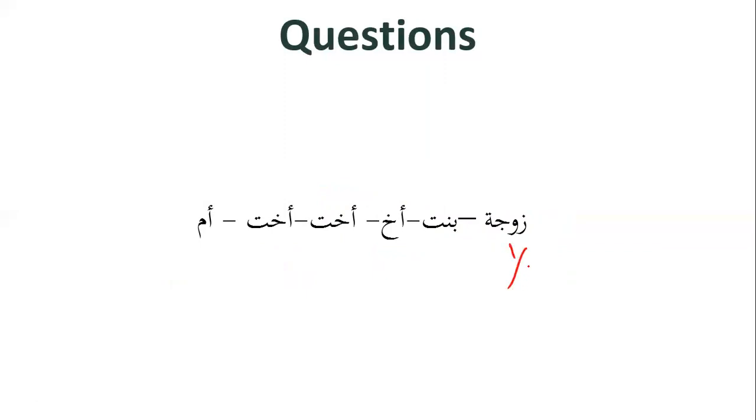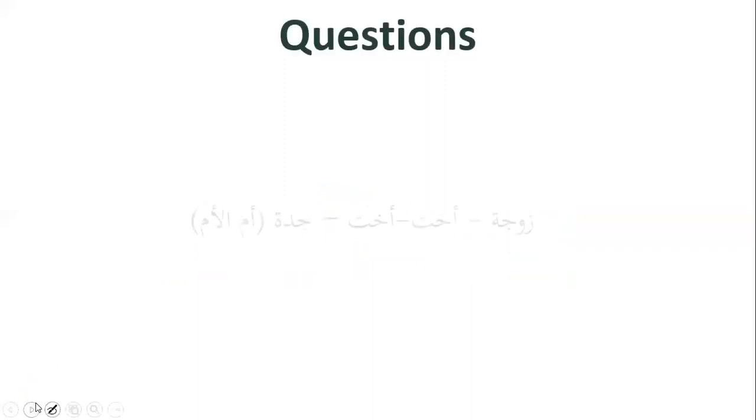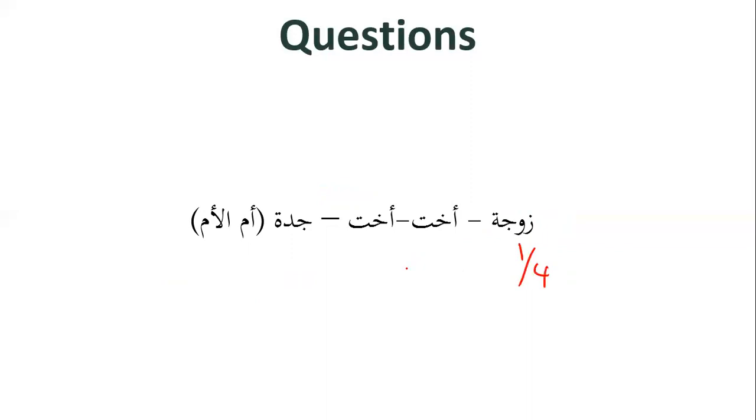So in this question, the zawja would receive 1/8, the bint would be 1/2. All of these together would be asaba, and the would be 1/6. In this question, the zawja would receive a quarter, ukht 2/3, and jadda 1/6.